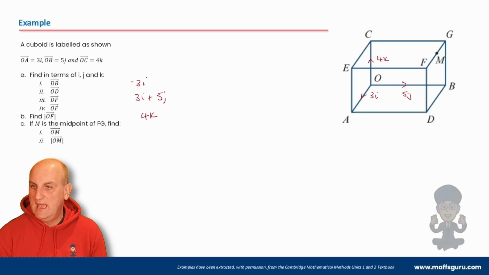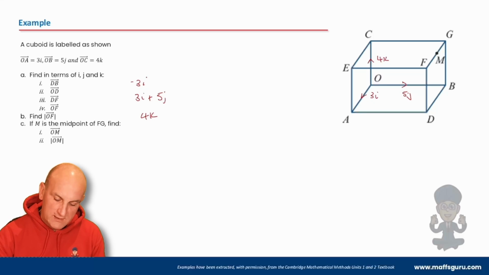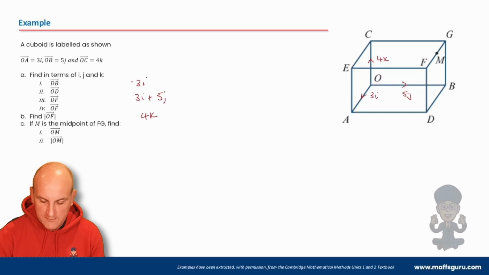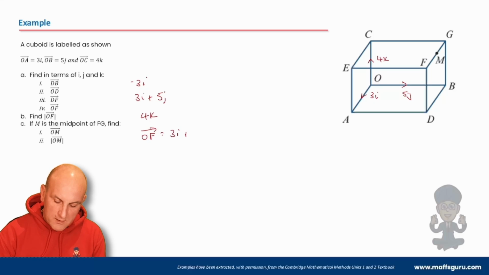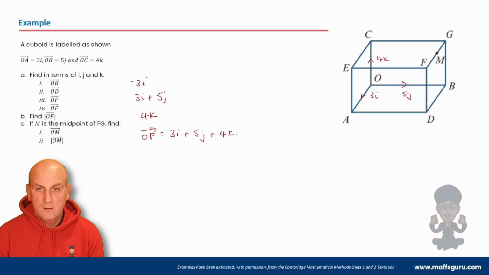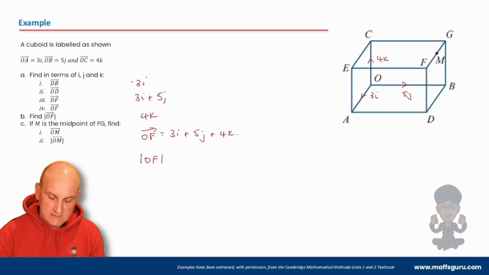And what have we got here? O to F. Well, O to F is O to A to D, and D to F. That's one way, and there are lots of different ways of doing it, but I'm going to go O to A to D, and D to F. So OF is equal to 3i plus 5j plus 4k. Right? Find the magnitude of O to F. Now, in exactly the same way as it works in two dimensions, to find the magnitude you'd literally take each of the i, j, and k terms, square them, and add them together, which is going to give me 9 plus 25 plus 16.